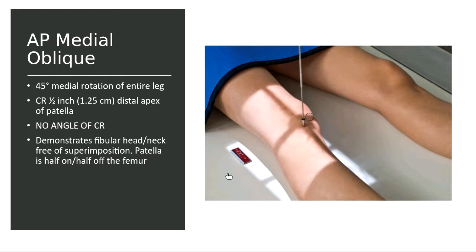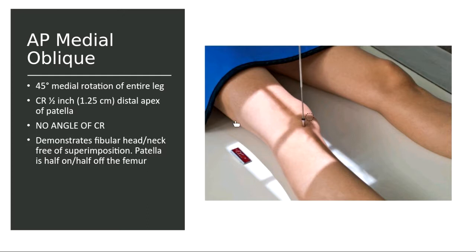The central ray is still 1/2 inch distal to the apex of the patella, and you have to take the angle off of the central ray. Okay, so there's no angle on the central ray. Now on this, if you look on your cheat sheet under the 45-degree medial oblique, you see an acronym, which is FITE, F-I-T-E, and the F-I stands for on the internal rotation, which this is called a medial oblique or an internal rotation. This will demonstrate the fibular head and neck free of superimposition from the tibia. Okay, so we'll look at that image in just a minute.